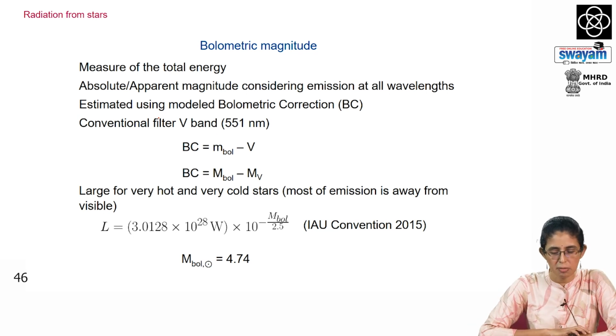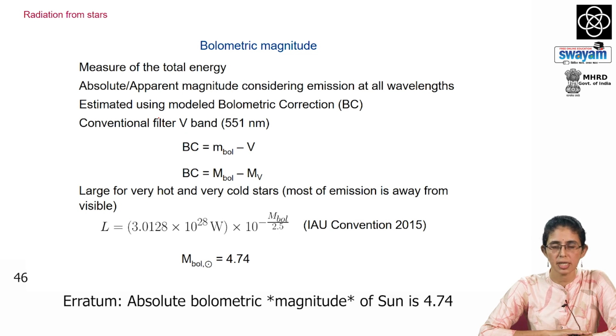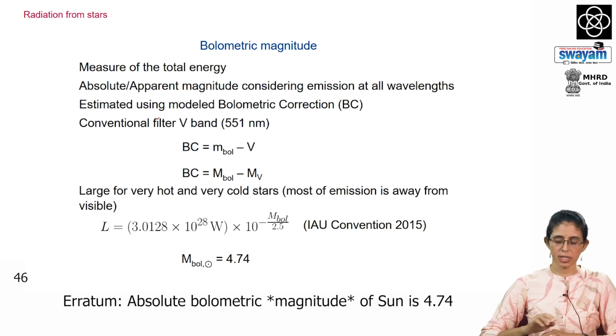This can also be used to estimate the luminosity, and according to the IAU convention, this luminosity can be related to the absolute bolometric magnitude by the following relation: 3.0128 times 10 to the power 28 watts times 10 to the power minus absolute bolometric magnitude divided by 2.5, and the absolute bolometric magnitude for the sun is found to be 4.74.